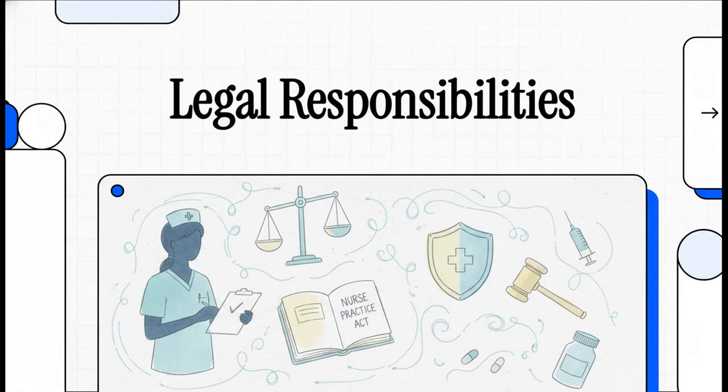All right, let's talk about something that is absolutely critical for every single nurse out there: legal responsibilities. And look, this isn't just some boring topic you have to cram for your exams. No, this is about real-world stuff, protecting your patients, your license, and honestly, your own peace of mind. So, let's get right into it.